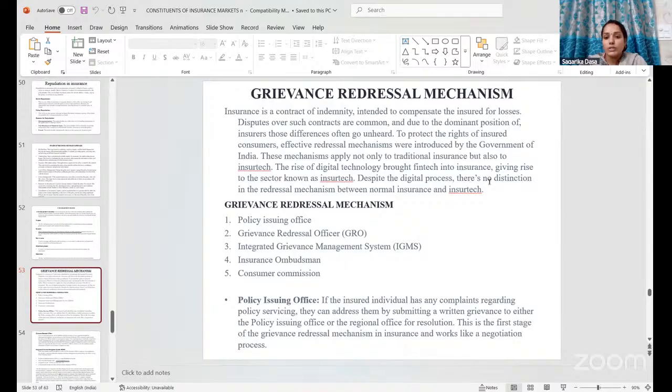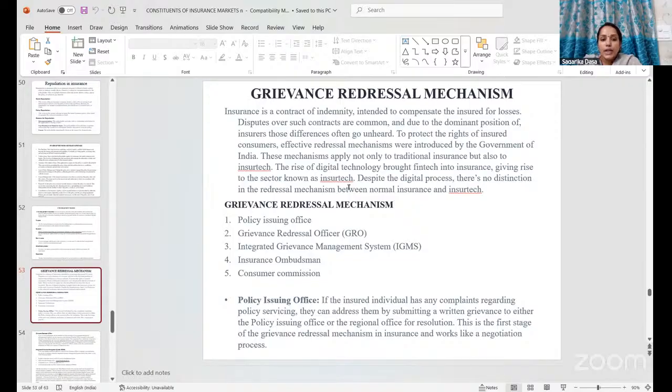Despite the digital process, there is no distinction in the redressal mechanism between normal insurance and insurtech. Whether it is the regular mode of taking up insurance or the electronic medium, that is insurtech, the grievance redressal mechanism is going to be common between these two types of insurance policies.